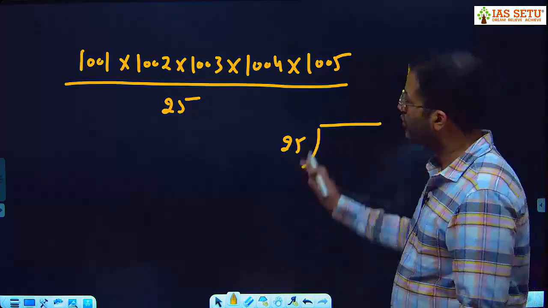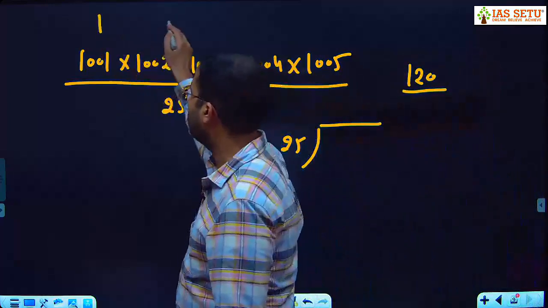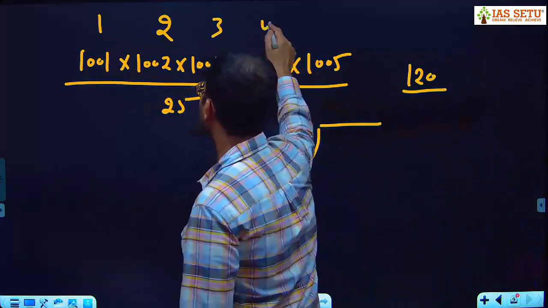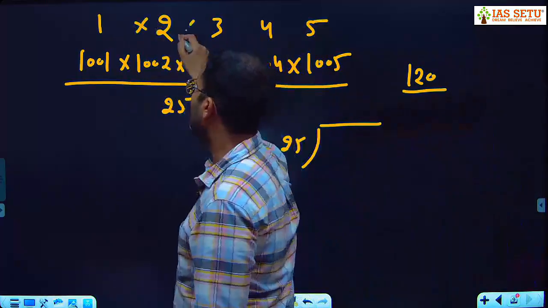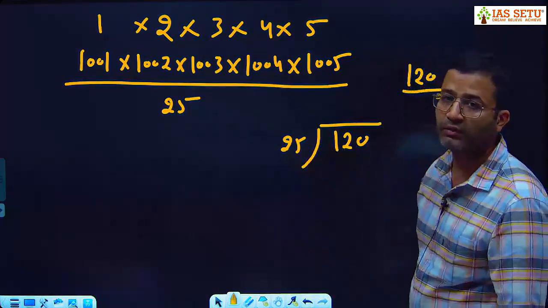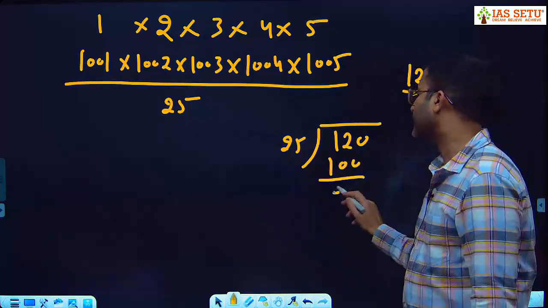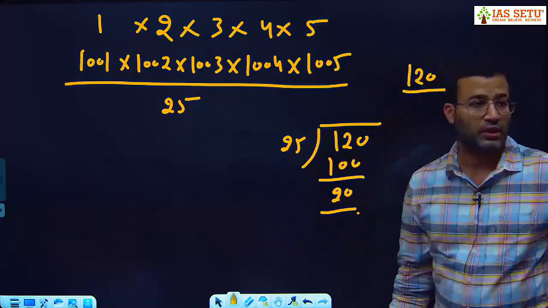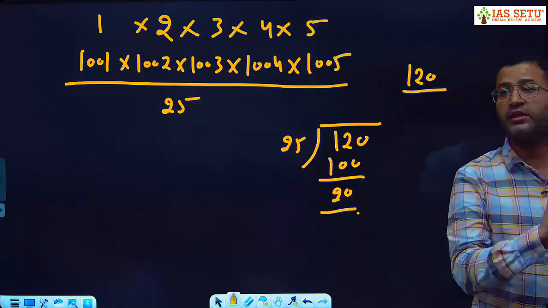What you have to do, yes, you are right. It gives you 1, it gives you 2, it gives you 3, it gives you 4, it gives you 5. Multiply, you get 120. Further, you divide 120 by 25. So ultimately, your remainder is 20. Remainder is never greater than divisor.